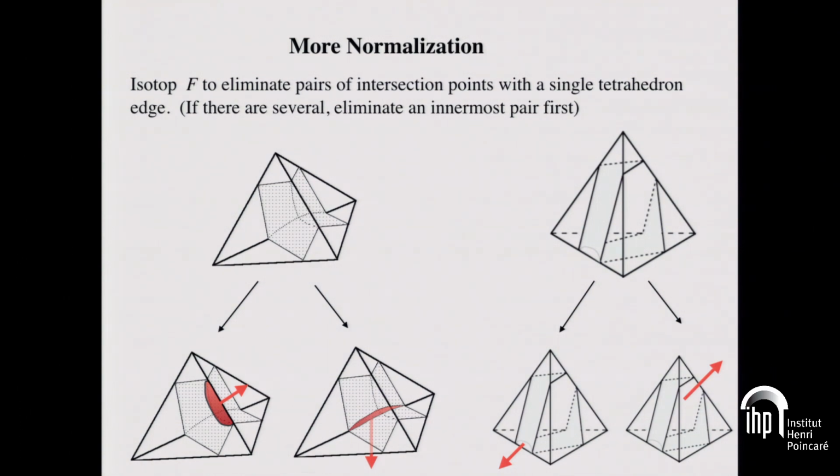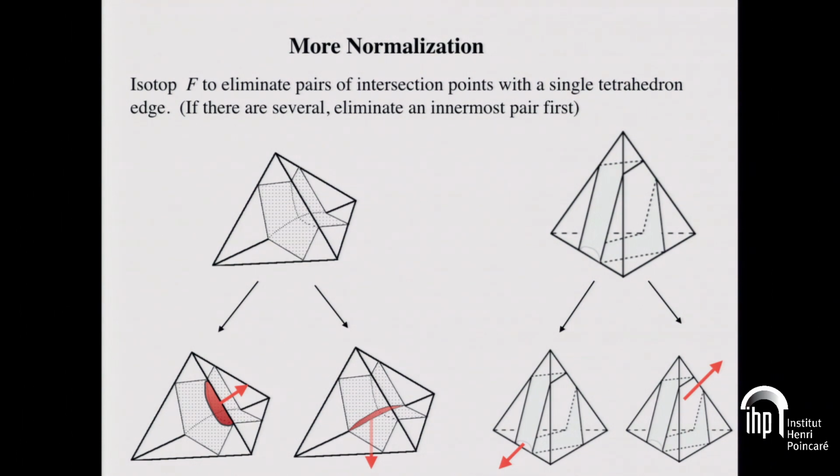Well, each of them has the property that they intersect an edge of the tetrahedron in more than one point. If we look at the lower left here, the front edge of the tetrahedron intersects this dotted surface in 2 points. And in fact, I can isotope that surface across that edge and reduce the number of intersections with the edges by 2.